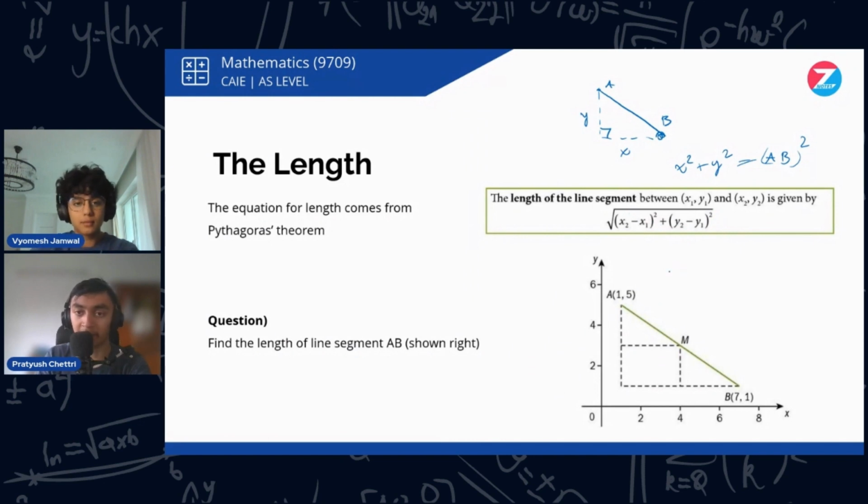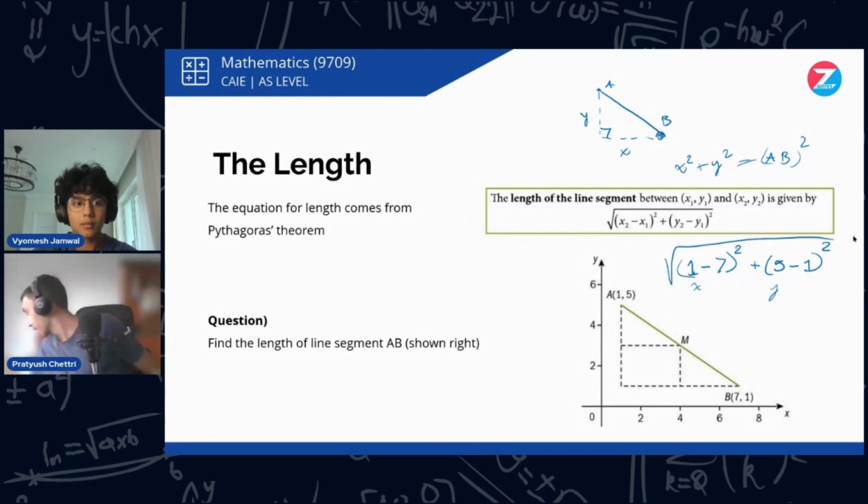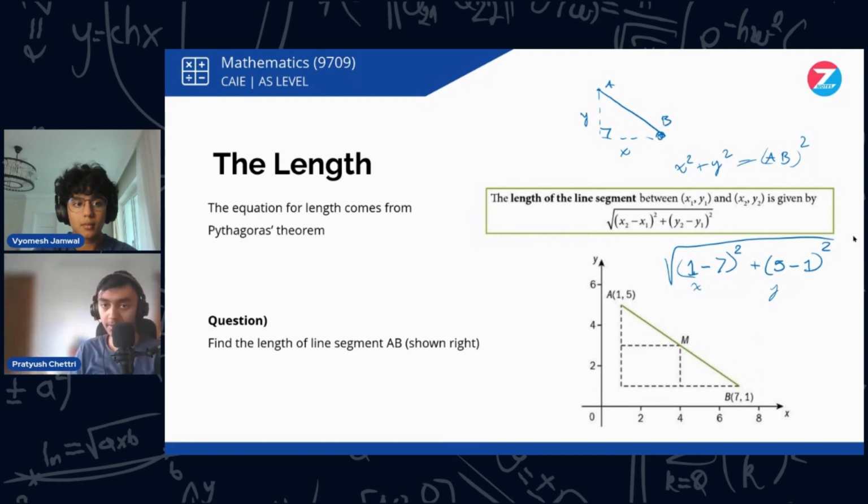So for point A, for the X values, I'm going to do 1 minus 7, squared. I'm going to add that to the Y values. Remember, I've done 1 first, so I have to put 5 first on the next one. 5 minus 1, squared. You square root that. I should have my calculator out. So that's 36 plus 4. Is that a whole number?